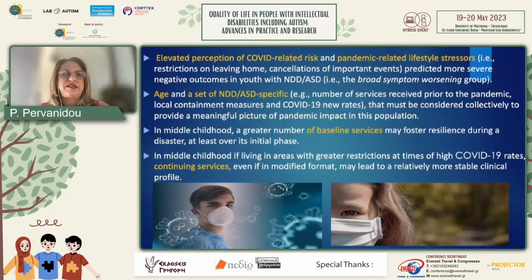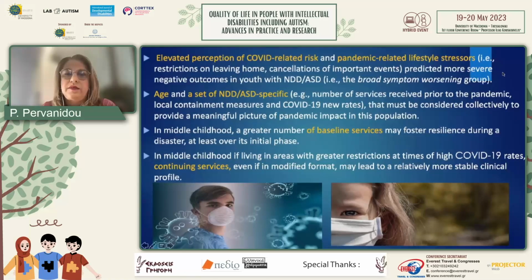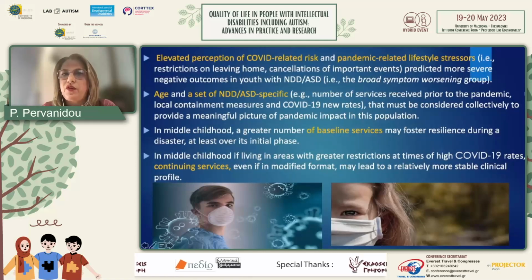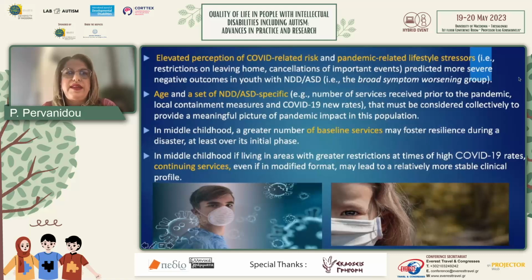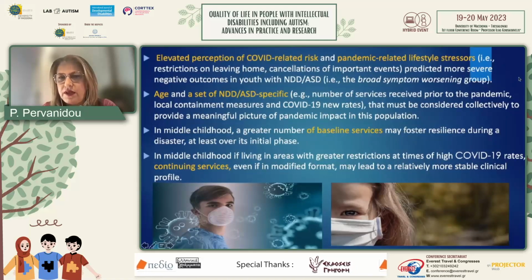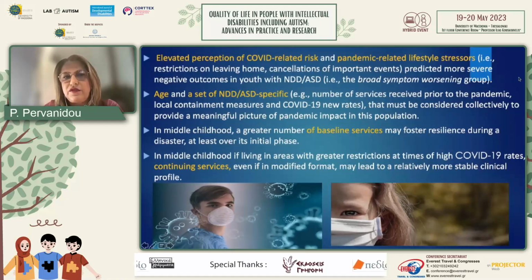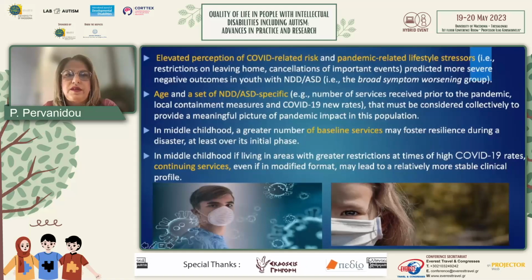Just to summarize this data, we show that the elevated perception of COVID-related risk and pandemic-related lifestyle stressors predicted more negative outcomes in youth with NDD or ASD. Age and the set of NDD and ASD specific parameters must be considered collectively to provide a meaningful picture of the pandemic impact in this population.